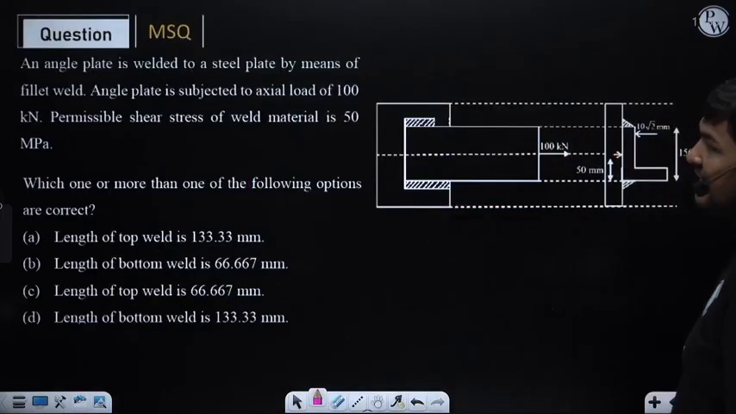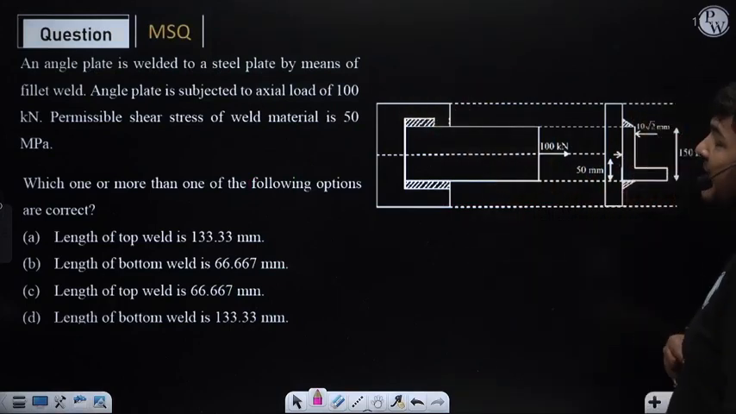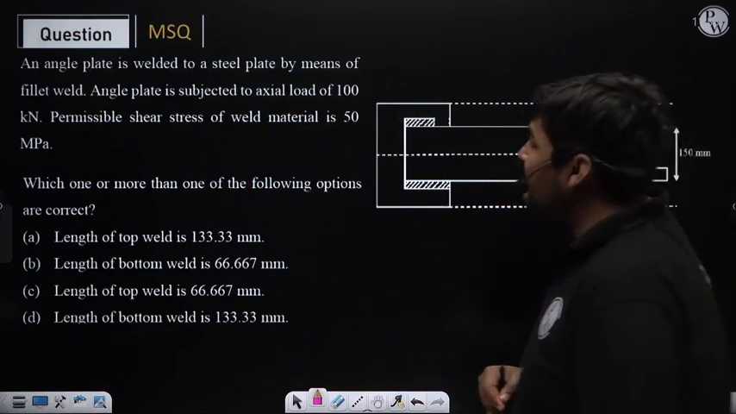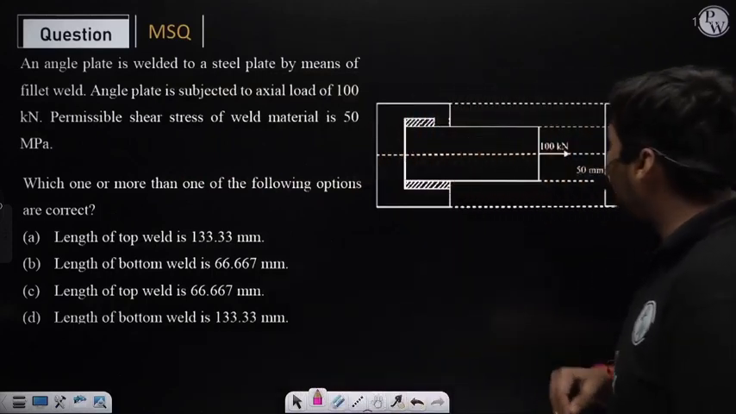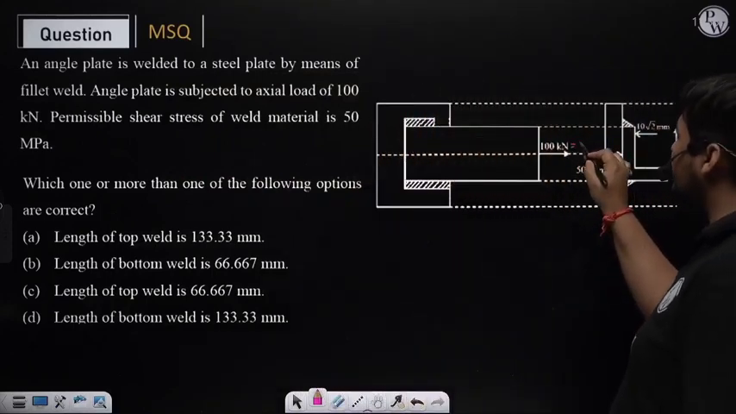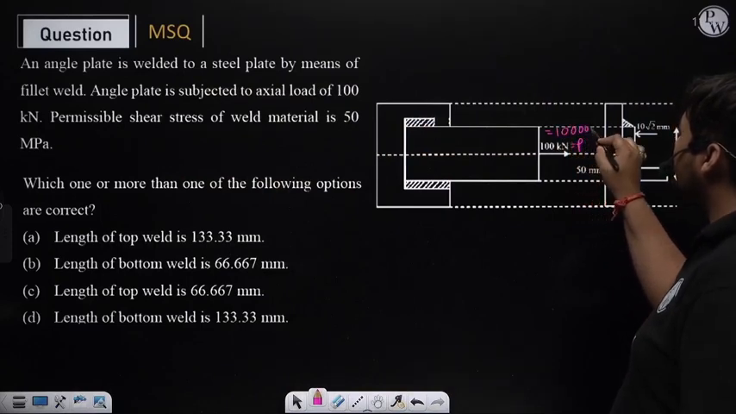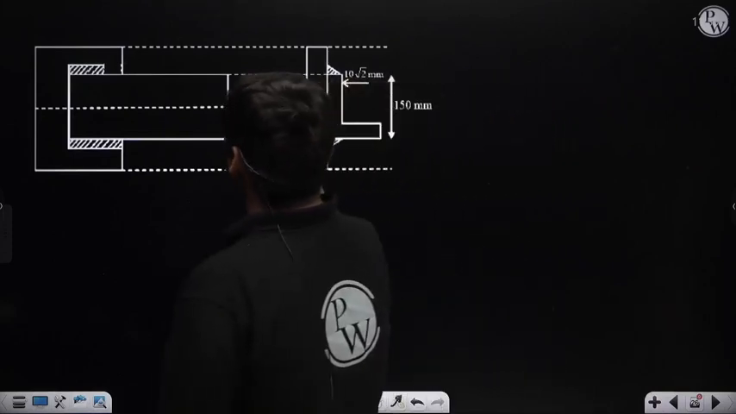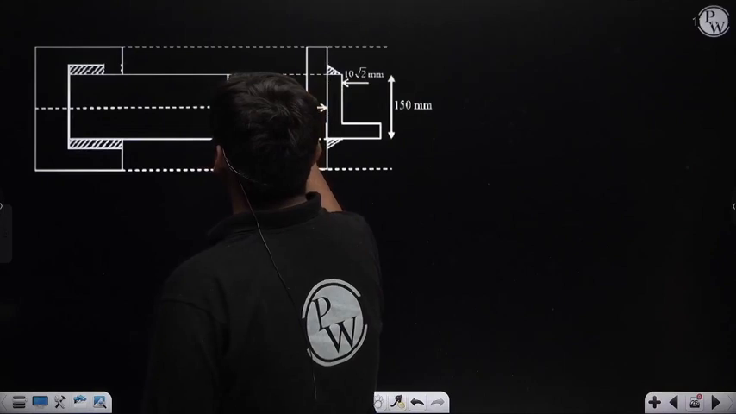It is an MSQ, means more than one option can be correct. An angle plate is welded to a steel plate by means of fillet weld. The angle plate is subjected to an axial force of 100 kilonewton. This is the axial load, I am denoting this load as P. If we convert this into Newton, it will be 100,000 Newton. I have also drawn this diagram separately: axial force P, 100 kilonewton, which is 100,000 Newton.